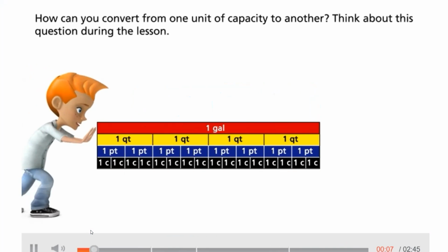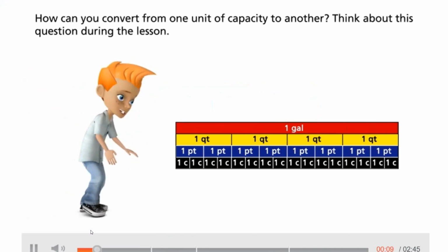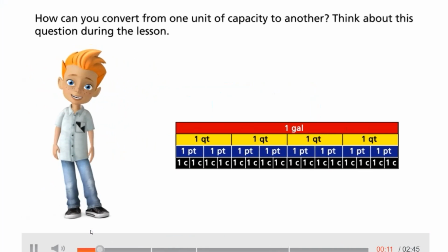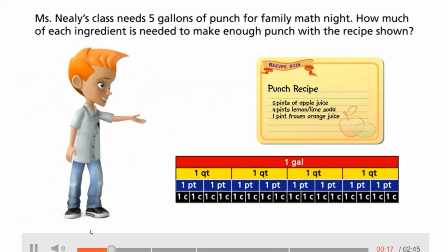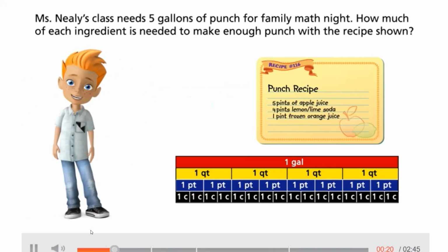How can you convert from one unit of capacity to another? Think about this question during the lesson. Ms. Neely's class needs 5 gallons of punch for family math night. How much of each ingredient is needed to make enough punch with the recipe shown?